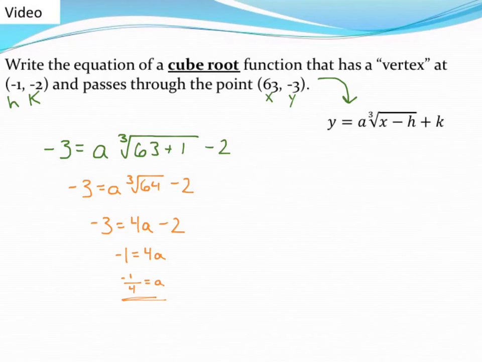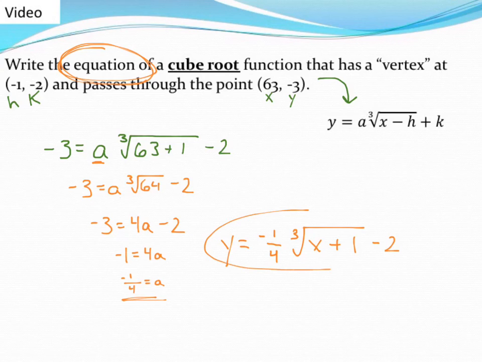Not that they asked, but there's some bonus information for you. Don't forget to finish the question, though. They didn't want to know what a was, although we did have to find a. They wanted the equation of it, so let's make sure we answer that question. Equations will always have y and x in them. So I'll say y equals -1/4. That's the a value that we finally found after all this, times the cube root, don't forget the 3 in there, of x plus 1. We'll have our vertex number in there, our starting point, and then -2 for our h and k values.